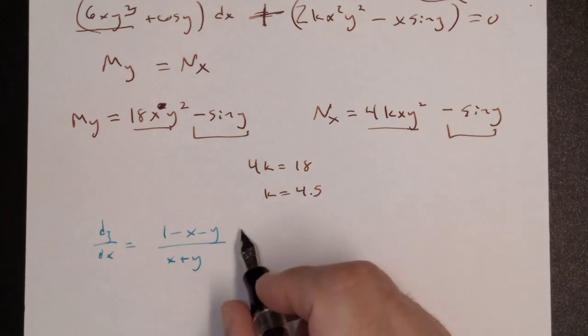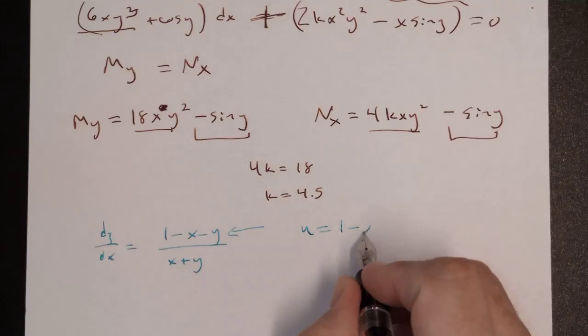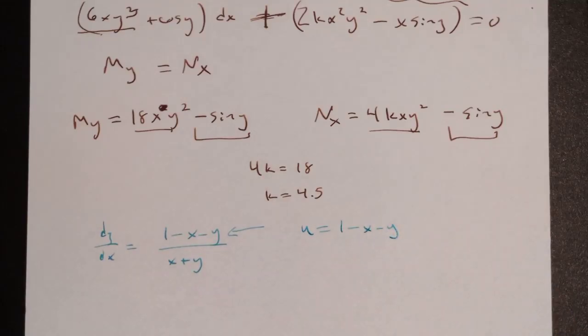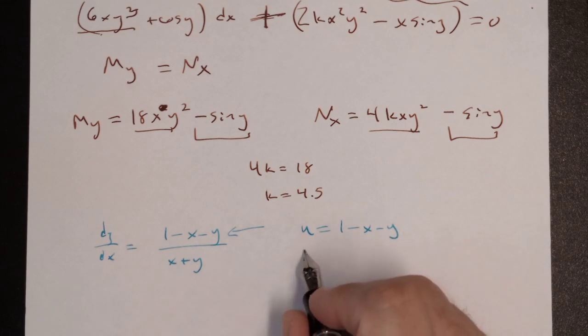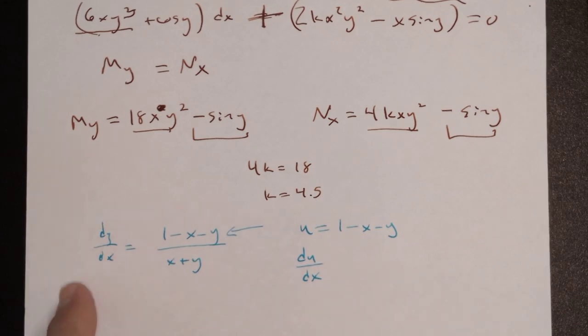Okay. I think we're going to try and make the substitution off the top. Because this is a linear thing, something x, something y, and a number. I'm going to do that for my u. u equals 1 minus x minus y. And if I do that, what's du/dx? Notice I'm not doing the product rule differential here because I have dy/dx. I want to get another dy/dx. So what do I get here?